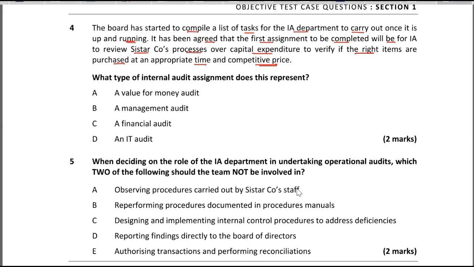What type of internal audit assignment does this represent? A value for money audit. Do you remember VFM when we did internal audit? That involves three E's. And those three E's were economy, efficiency, and effectiveness.